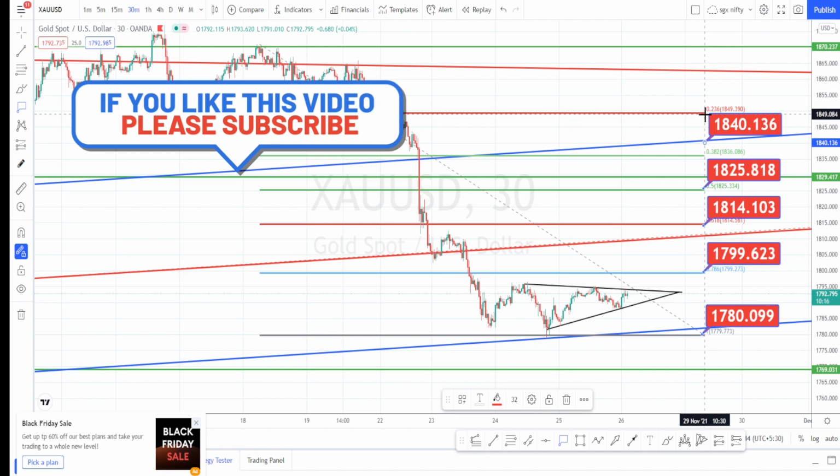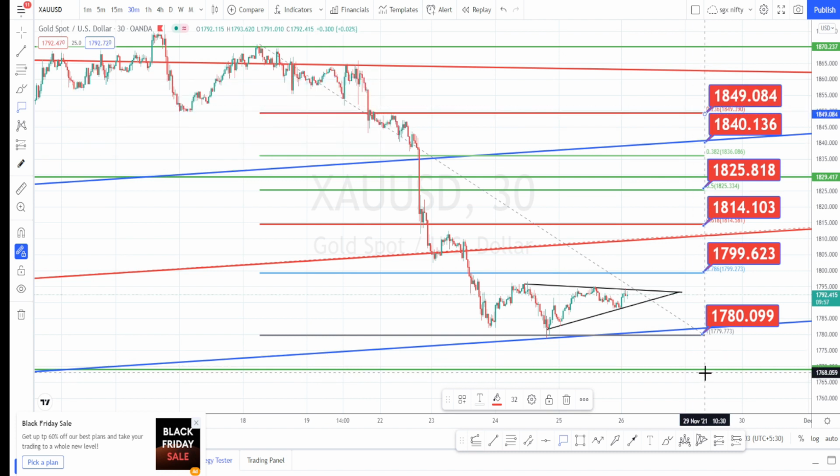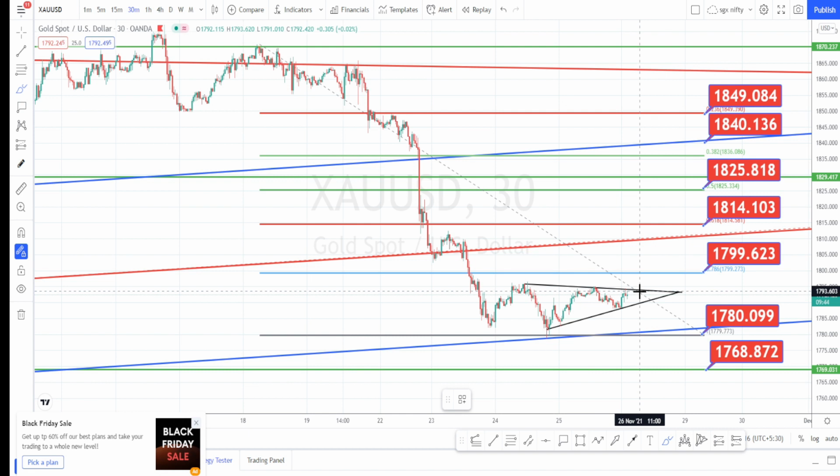Next is here, over here, and bottommost support is also going to be here. This is a support from the daily time frame, green color line. Let us see how price action goes today, based on which I'll update you with a new price action tomorrow. So I'm expecting a bullish trend to continue for today also.